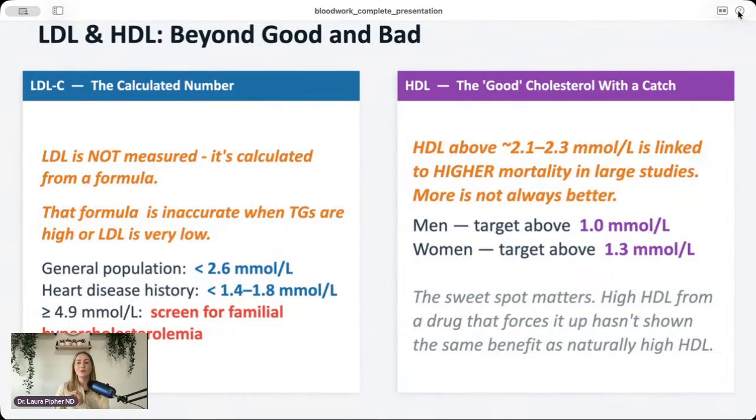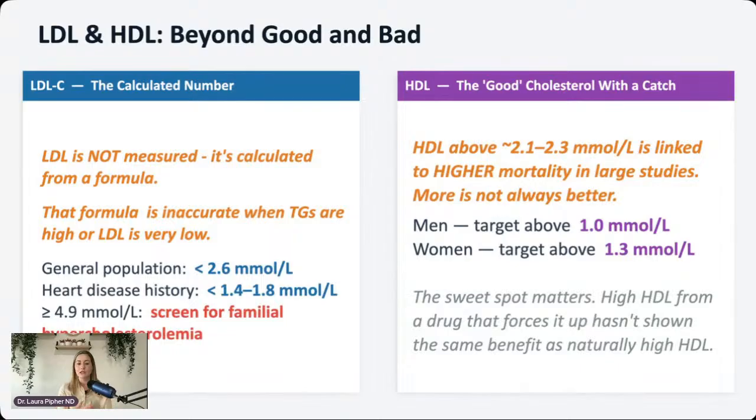So one thing I want you to know about LDL is that it is not measured. It is actually calculated from a formula. So essentially, when we look at our blood panel, we're not saying, oh, this is exactly how much LDL you have. This is just based on the overall calculation. And we know that this formula is going to be inaccurate when your triglycerides are too high. So another part of your lipid panel, your triglycerides, if they're elevated, that LDL is not going to be accurate.